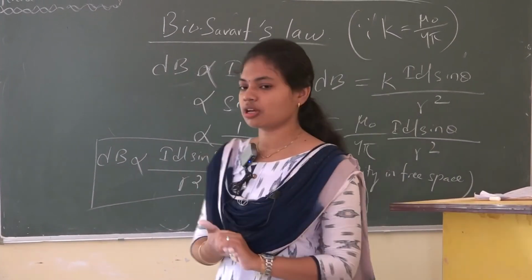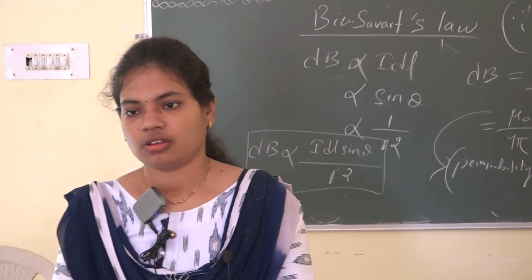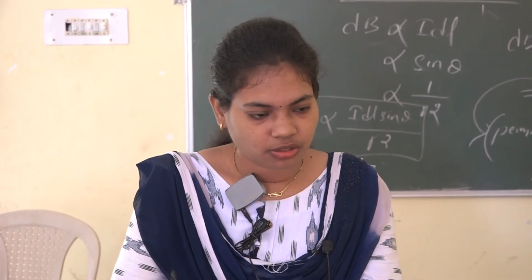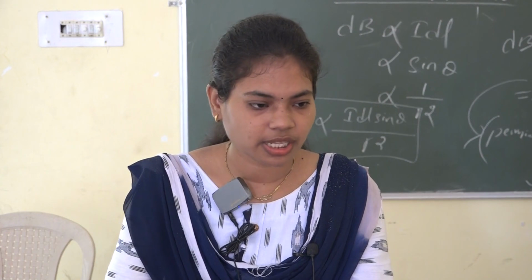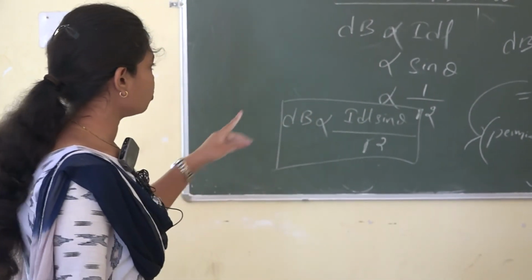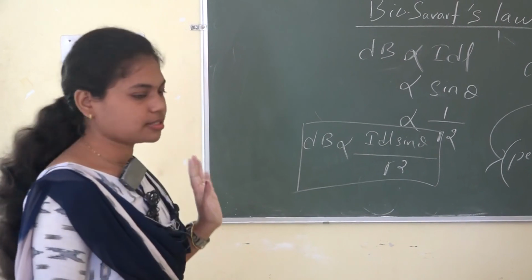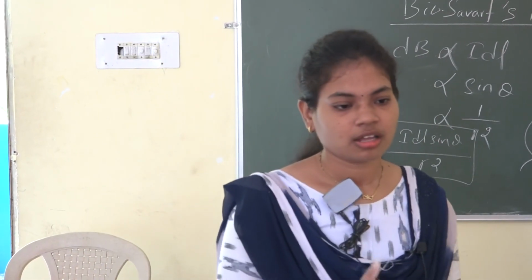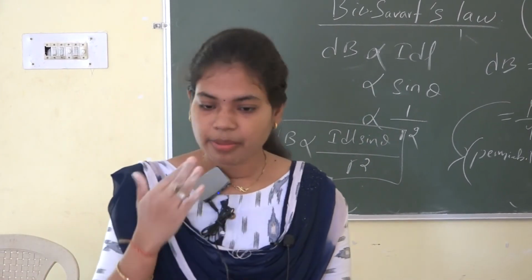Did all of you understand Biot-Savart's law? The magnitude of magnetic field is directly proportional to the current element and the sine of angle theta, and inversely proportional to the square of the distance between them. That is dB equal to K I dl sin theta by r square. The value of K is mu 0 by 4 pi. In the next class we will study the magnitude of magnetic field in vector form.